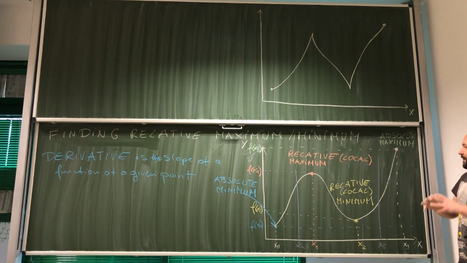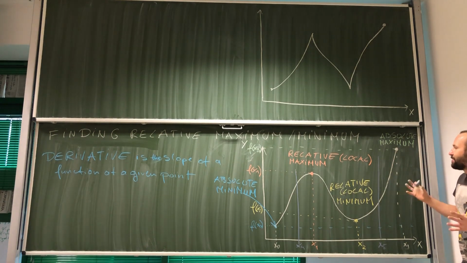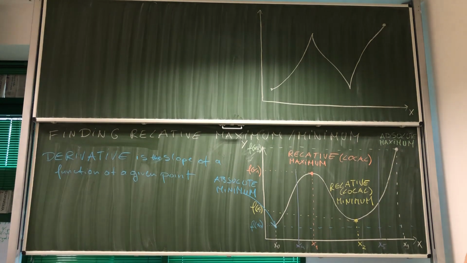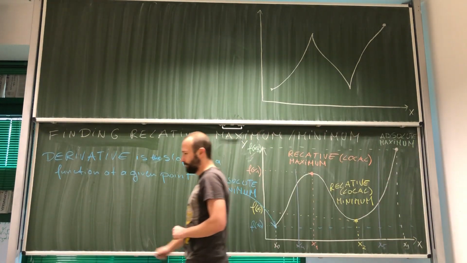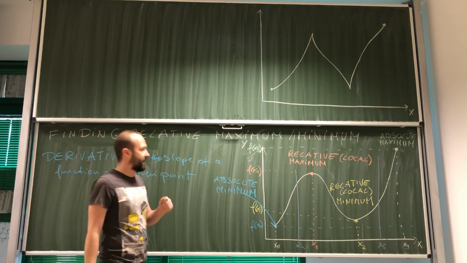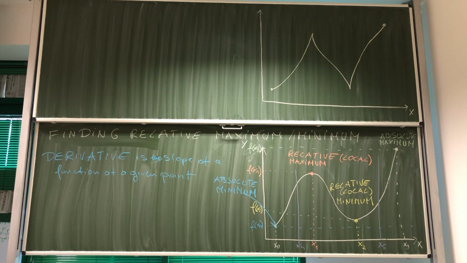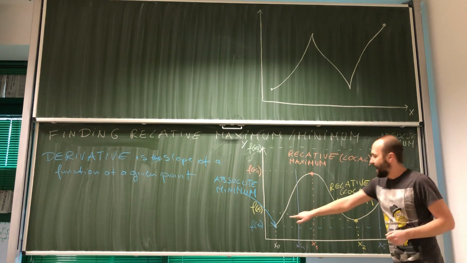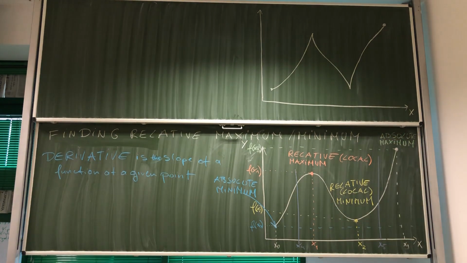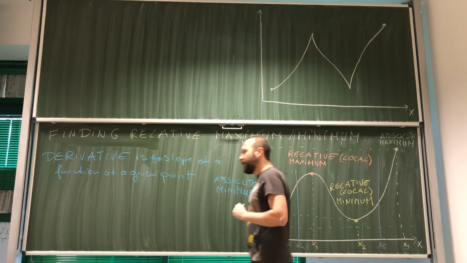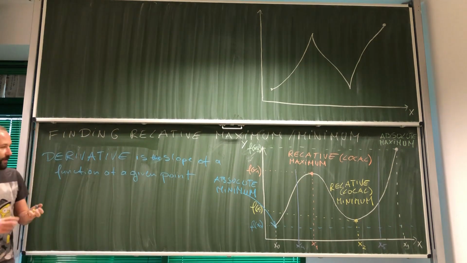But of course, our focus mainly is going to be on finding relative maximum and relative minimum, because this is why we have derivatives for. Well, this is one of their applications. And if it's needed, we can always look at the endpoints of the domain to see whether we got actually relative or absolute maximum.